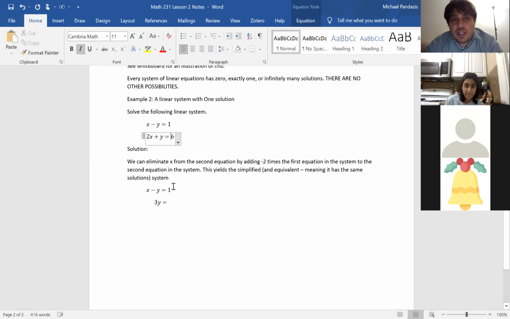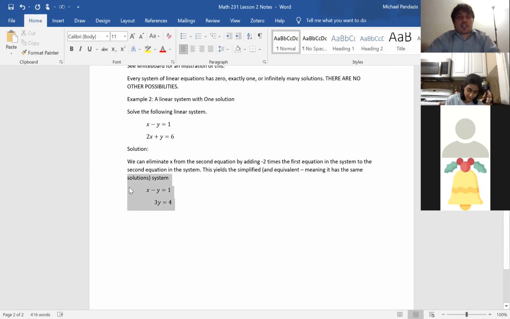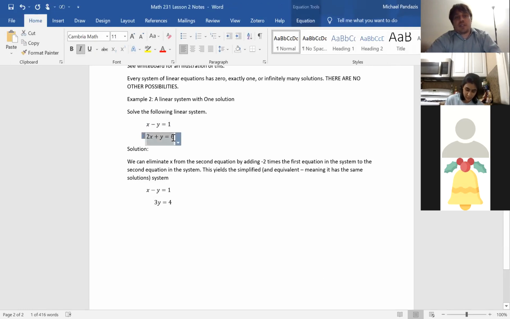Add the -2 to 6 and you get 4. So this linear system is the result of taking the first equation, multiplying it by -2 and adding it to this one. That means the first equation stays the same. And then you're adding -2 times it to the second equation, which means the second equation changes only.